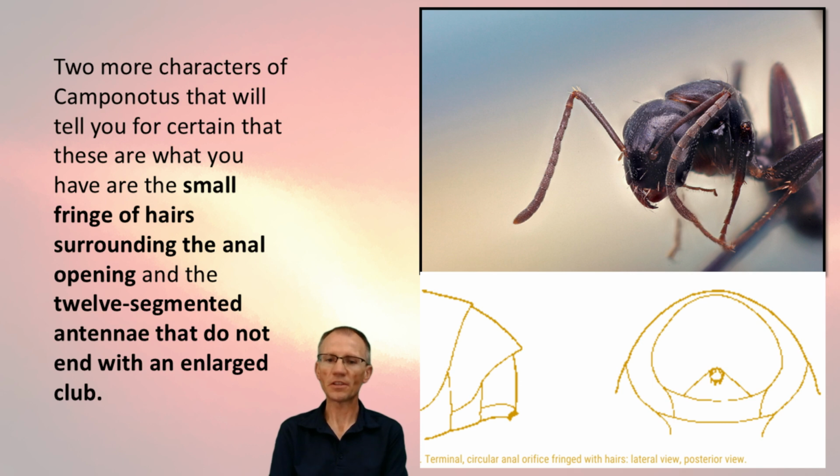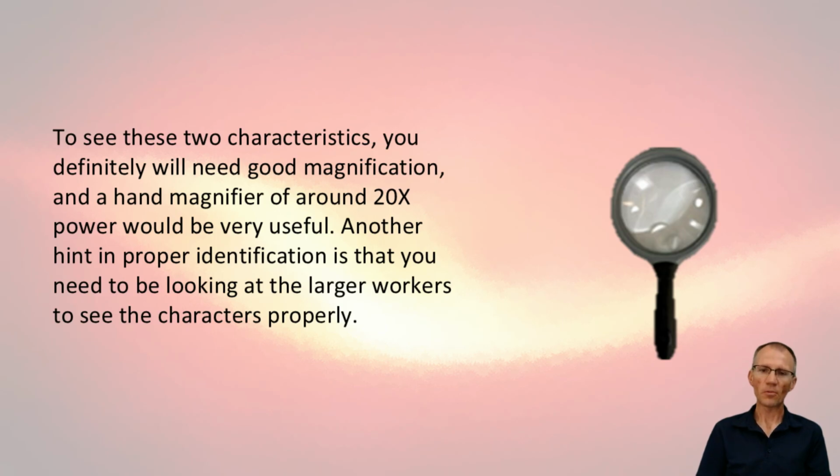2 more characters of Camponotus that will tell you for certain that these are what you have are the small fringe of hairs surrounding the anal opening and the 12-segmented antennae that do not end with an enlarged club. To see these 2 characteristics, you definitely will need good magnification, and a hand magnifier of around 20x power would be very useful. Another hint in proper identification is that you need to be looking at the larger workers to see the characters properly.